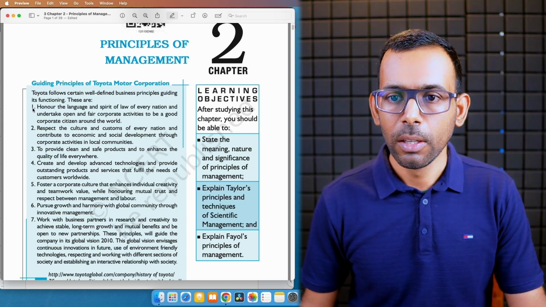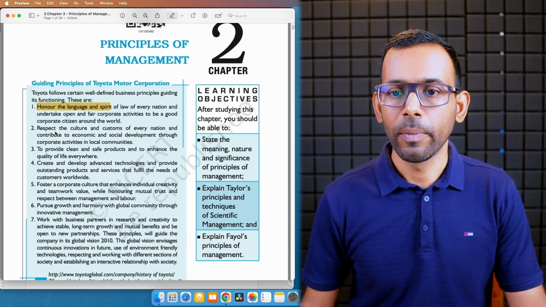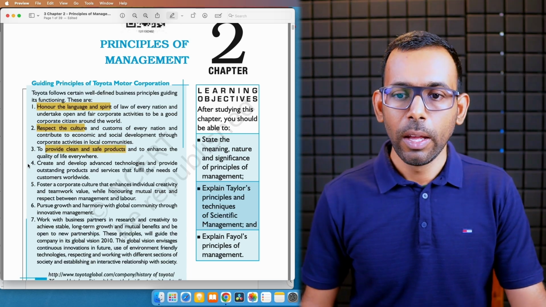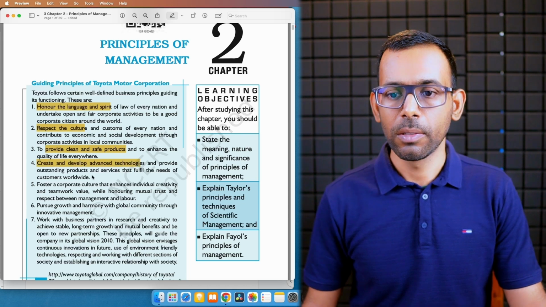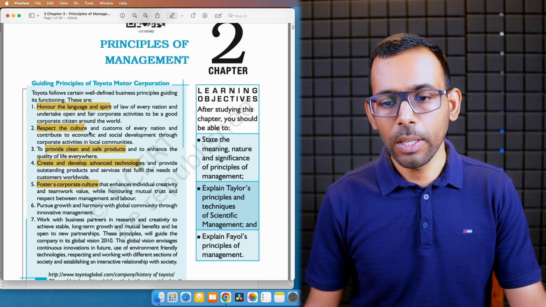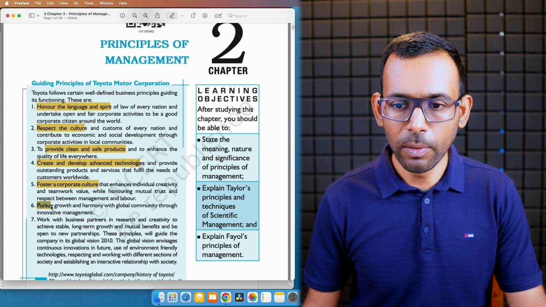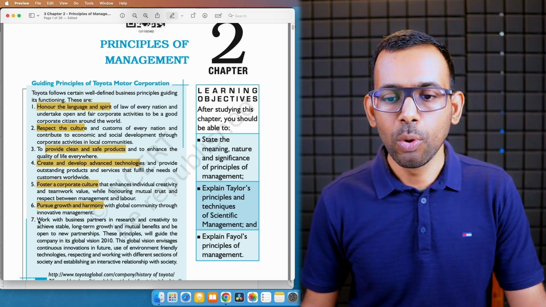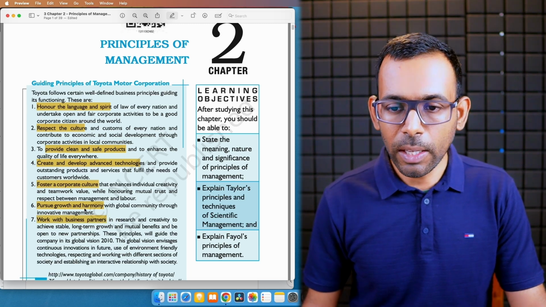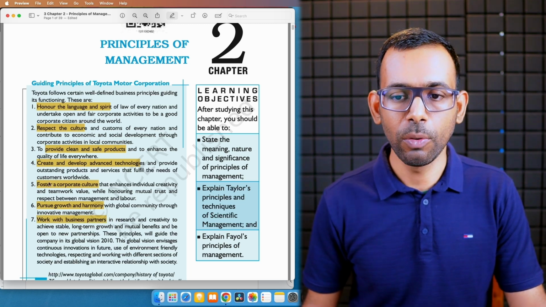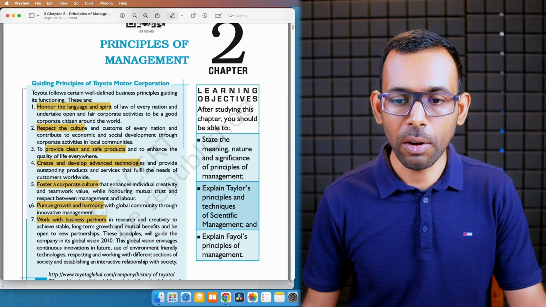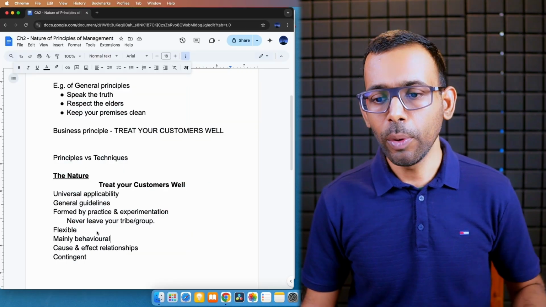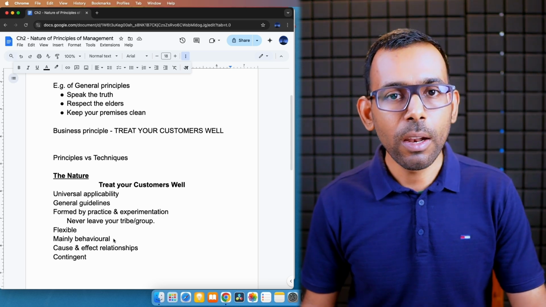If you see this: honor the language and spirit, respect the culture, provide clean and safe products, create and develop advanced technologies, foster a corporate culture. You see, each and every principle is directing the employees to do some behavior. Everything is a verb. Can you see? Pursue, foster, create, provide, respect, honor, work. Everything is a verb, so it is always targeting you into an action. So it is behavioral in nature.